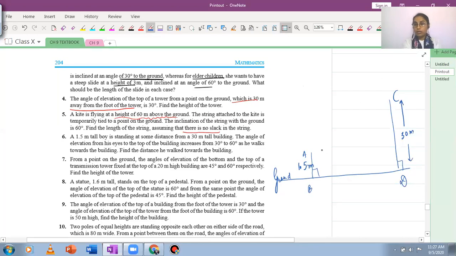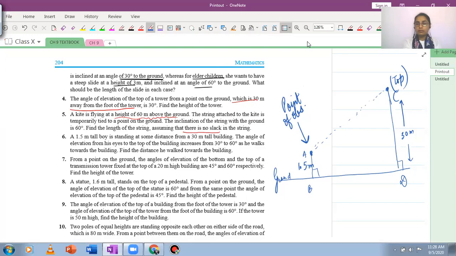The boy is observing the top of the tower, and the point of observation will be A. Here the line of sight will be formed from A to C. This is top of the tower, and this is the point of observation. This is the line of sight, the one I've drawn and dotted. This is the line of sight. The angle of elevation from his eyes to the building.